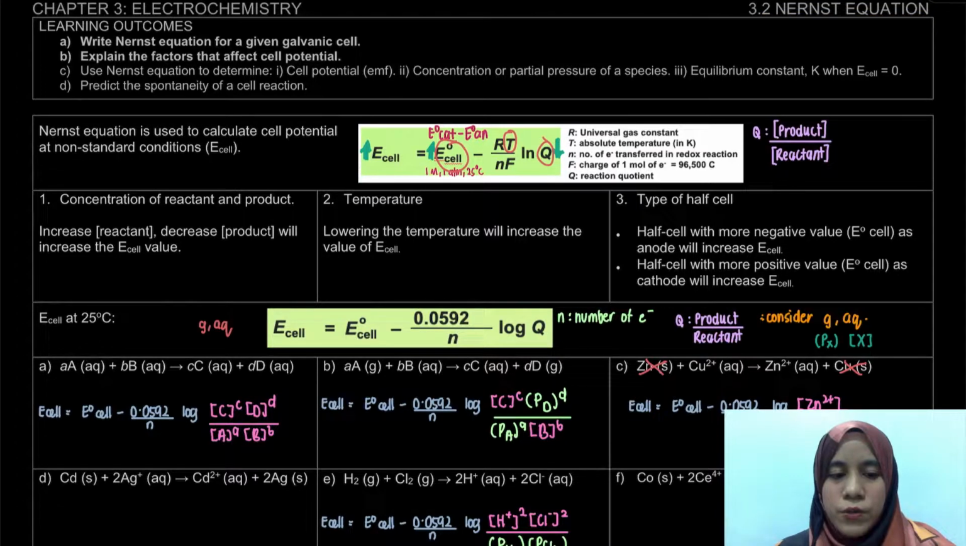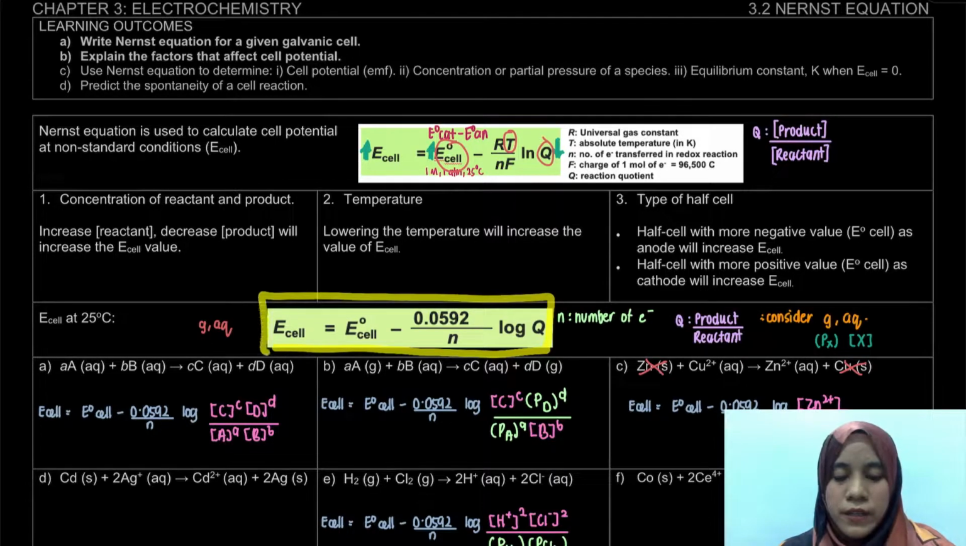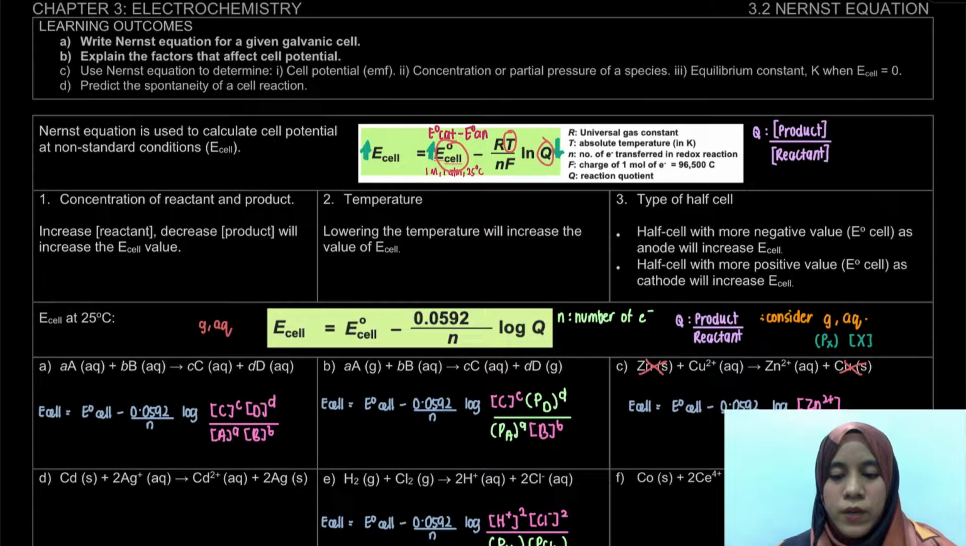In this video, we will learn to use the Nernst equation to determine the cell potential and predict the spontaneity of a cell reaction. Previously, we have learned how to write down the Nernst equation itself. Remember, this is the equation that we will use for the calculation. Again, Q must depend on the equation, where Q must be product over reactant.